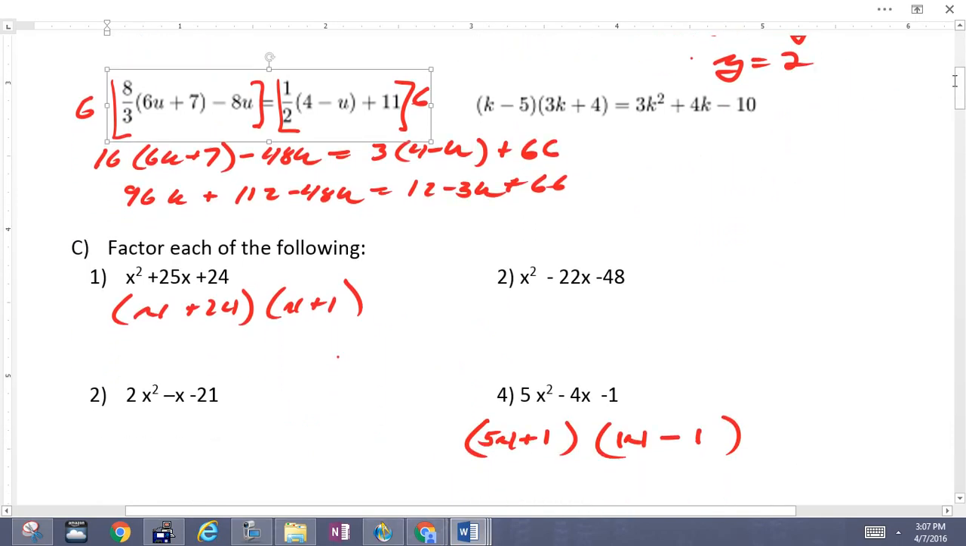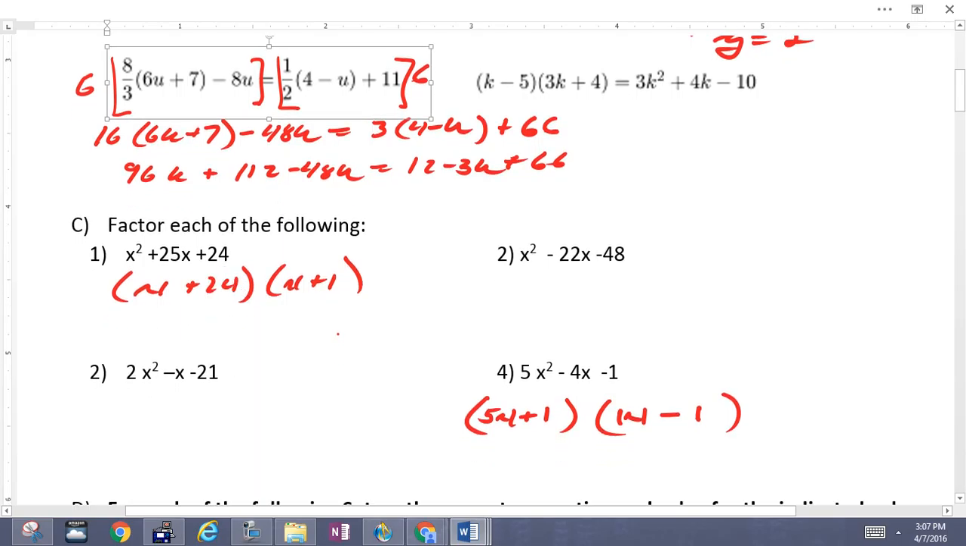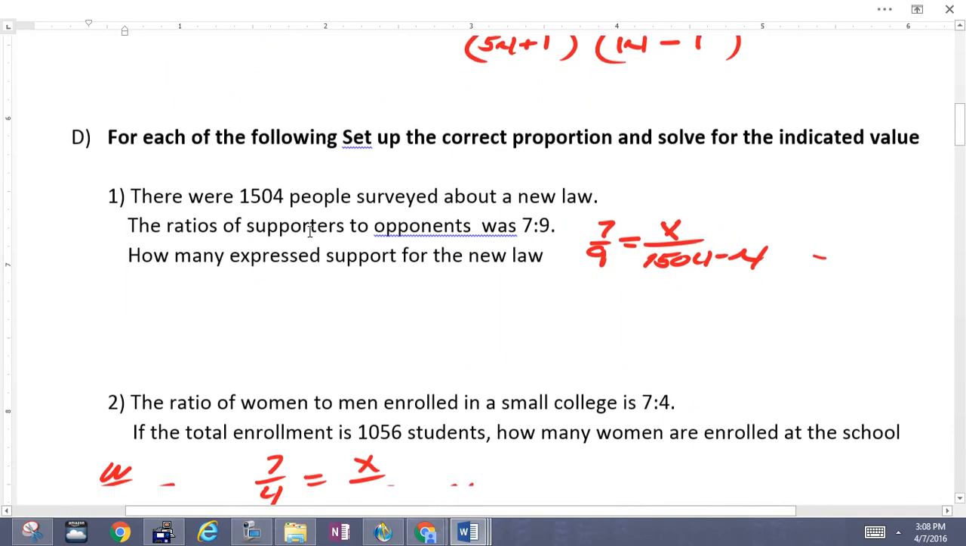Okay, factoring. We know that this is a trinomial coming back into 2 binomials. We need to find the factors of 24, which when multiplied give us 24, and which when added give us 25. You want to check to see that this is correct by using the FOIL method. First times the first, outside 2, inside 2, and the last with the last.